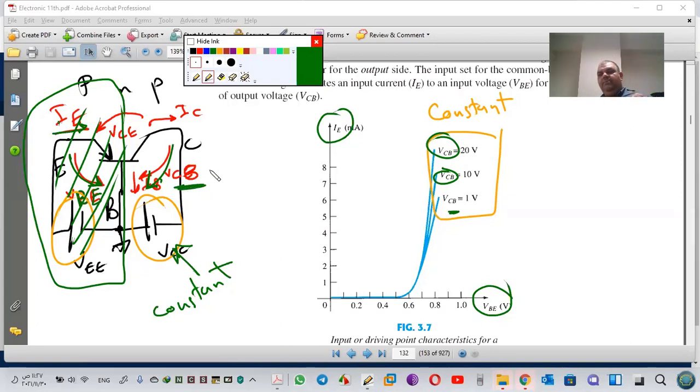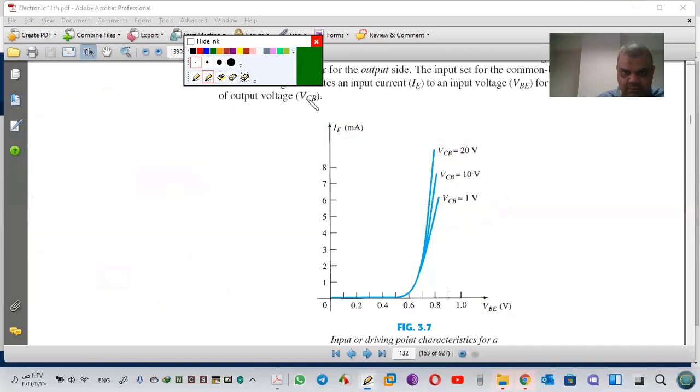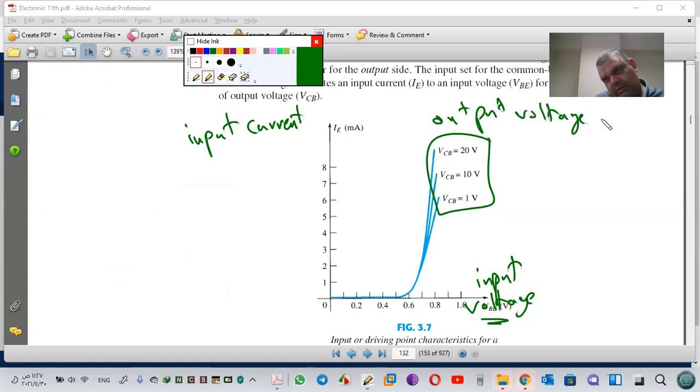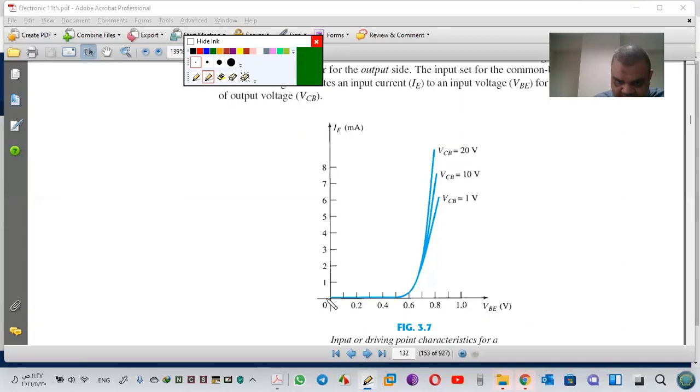Again, the input characteristic is IE, input current, with input voltage, when output voltage is constant. So first of all, you have to adjust the output voltage, then draw this one. Now let's see the input current.